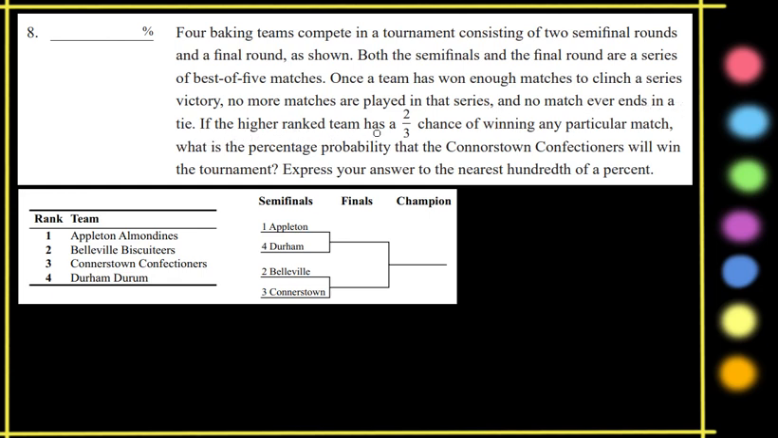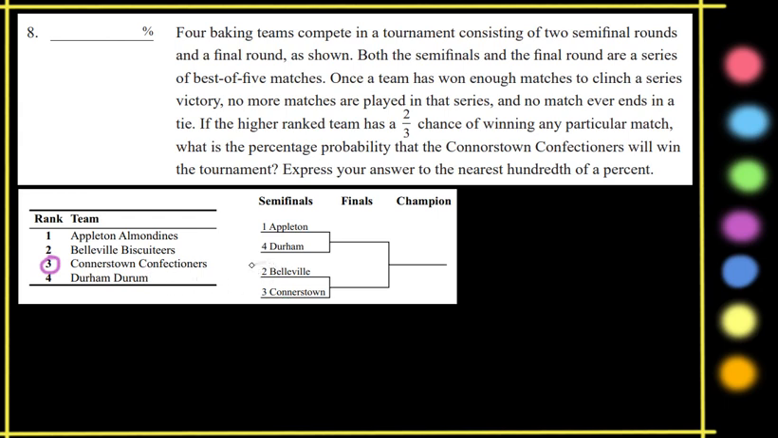If the higher-ranked team has a 2/3 chance of winning any particular match, what is the percentage probability that the Connorstown Confectioners, that's rank 3 here, will win the tournament? Express your answer to the nearest 100th of a percent. Okay, so what has to happen for the Connorstown Confectioners to win the tournament?